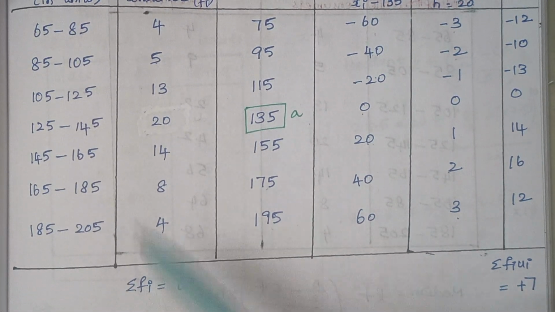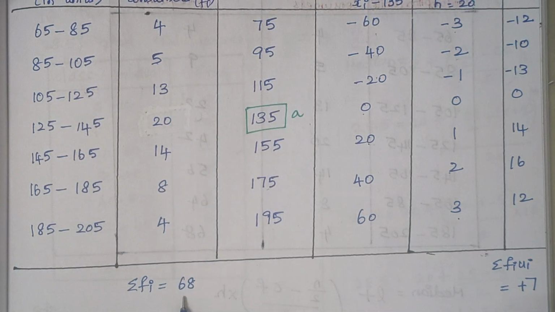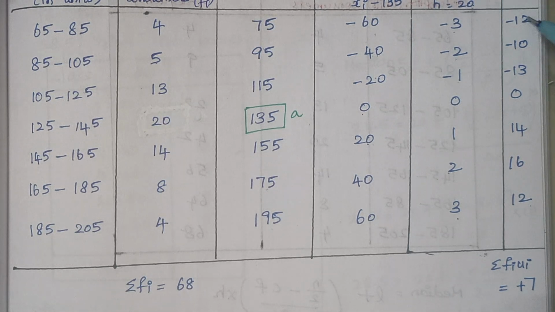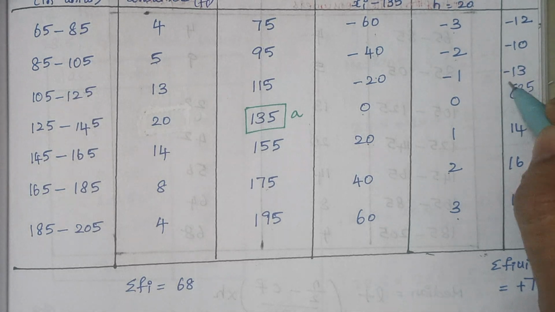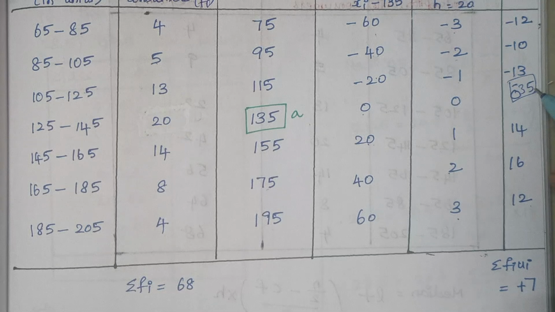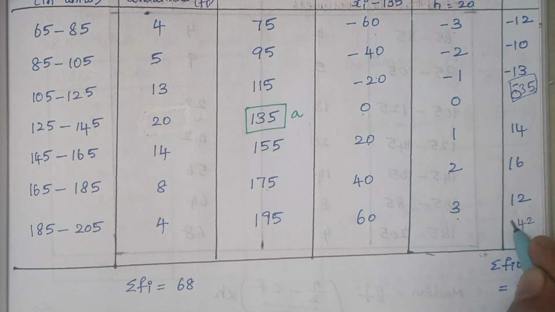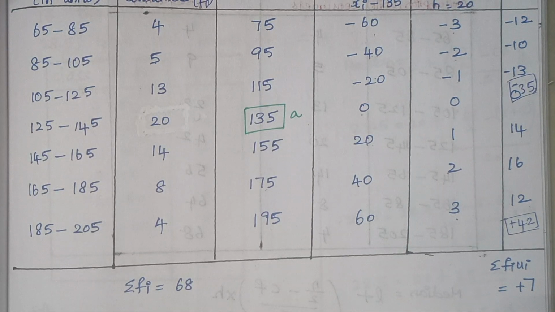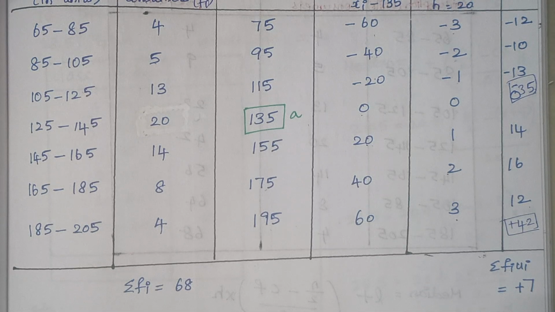So summation of fi, you just have to add all these values, and here it is 68. And here summation of fi ui. So here we have a set of negative numbers as well as a set of positive numbers. So just add. First add all the negative numbers. When you add, you will get the answer as minus 35. Right, this is the value we get here. And again when you add the positive numbers, the answer is plus 42. So plus 42 minus 35 gives the answer plus 7. Right. Now we are going to substitute these values in the formula.